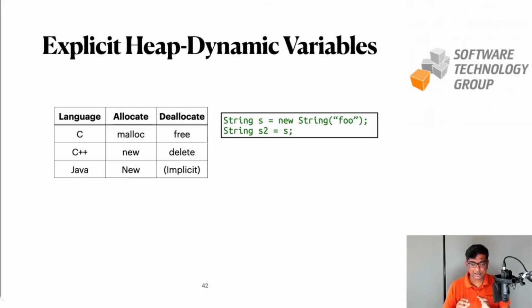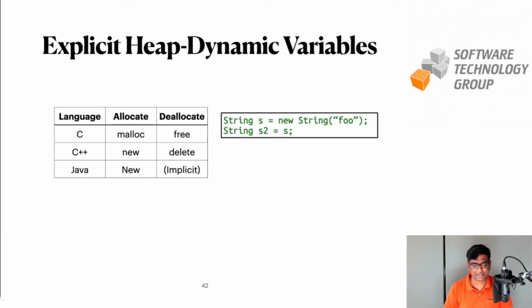But essentially, the place in the heap where foo is stored doesn't have any name. It's just another variable called s, which is pointing to the memory location that contains foo, and then string s2 equal to s essentially says that I'm going to create another variable, so a third variable here, which would point to the same location that s was pointing to. So it would essentially have a copy of the reference that s has.